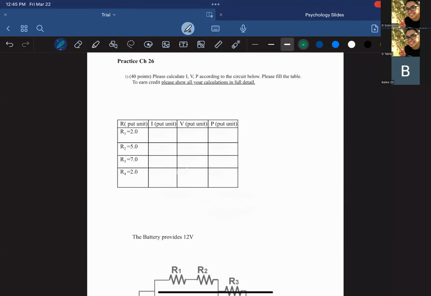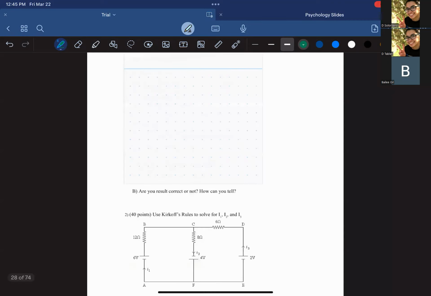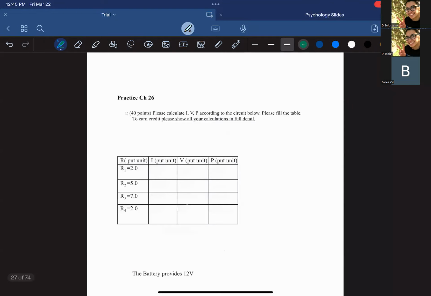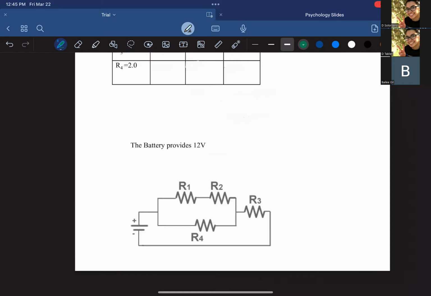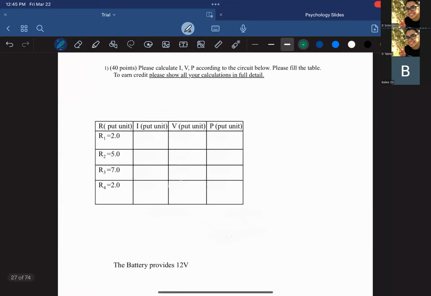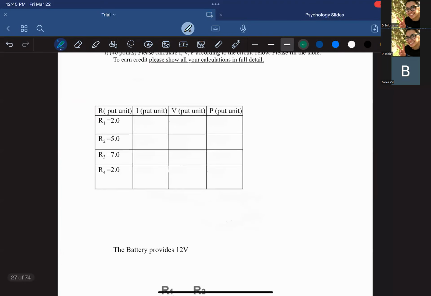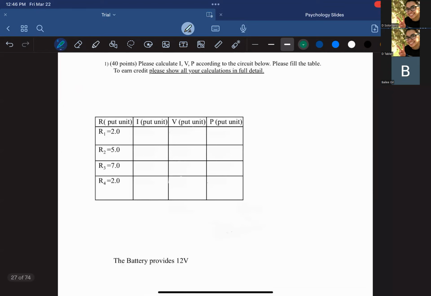Okay, so I have two problems that she gave me, and we'll start with this one. It's asking us to calculate the I, V, and P of the circuit. So this is our circuit here. And then it's asking us to fill in the table. So we'll go ahead and start with collapsing the circuit.